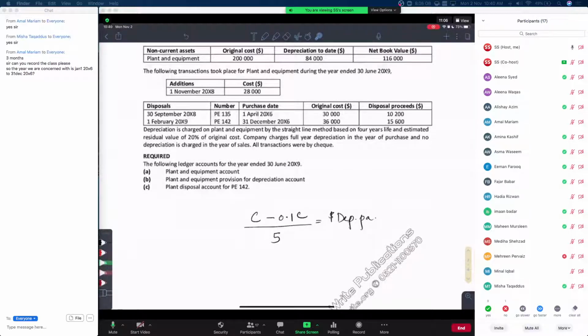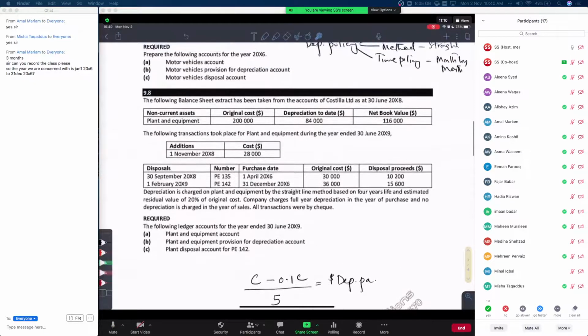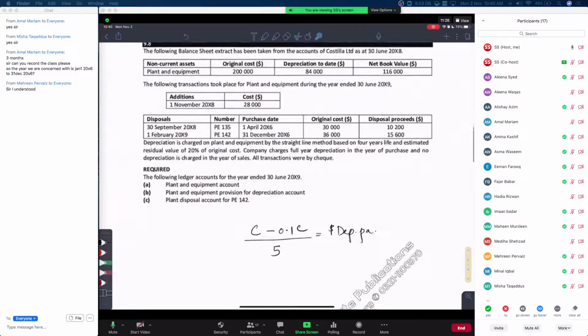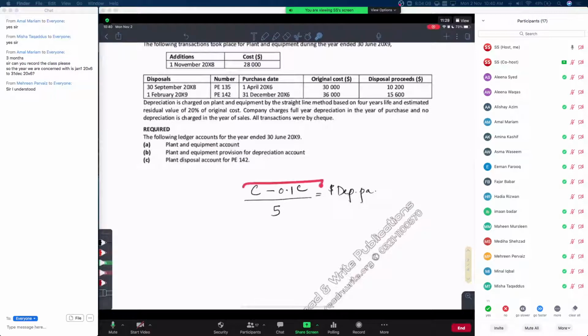And Marine says that she doesn't understand this formula. Marine, it says here that depreciation is charged on motor vehicles by the straight line method based on a 5-year estimated life. So we have 5 years. Okay, Marine understood. And 10% is the residual value. So cost minus residual value over 5, that is our depreciation charge.